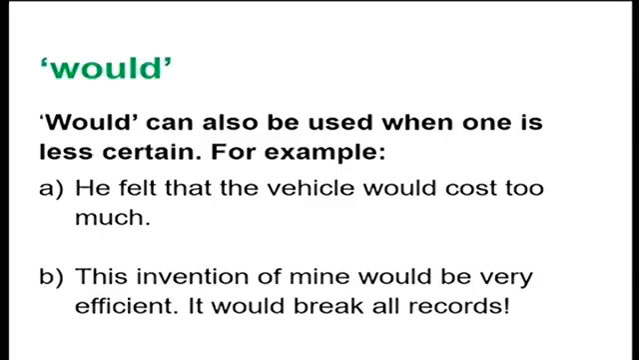All right, so let's move on. Another instance where you can use would as a modal verb is when you are less certain. When you want to talk about something and you are less certain about it, it is important that you use would as a modal verb. For example, he felt that the vehicle would cost too much. In this particular case, you realize that the speaker of the sentence is not sure about how much the vehicle will cost. So he is less certain.